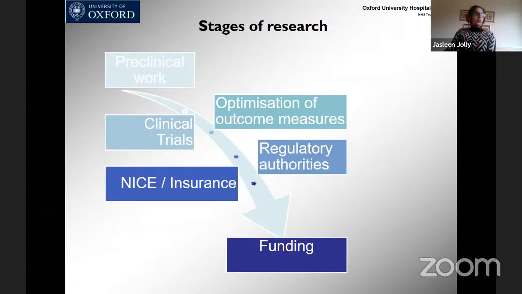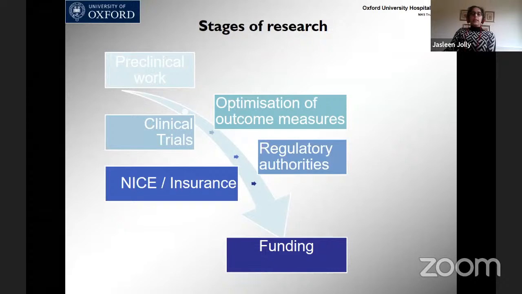The preclinical work is the laboratory-based studies to design any intervention. Then you need to do optimization of the outcome measures, and this is often done at the same time as the clinical trials, though in an ideal world it should be done before. Then the results go to the regulatory authorities, who have to review all the data and say, yes, this is safe and effective, therefore you can use it in human patients.